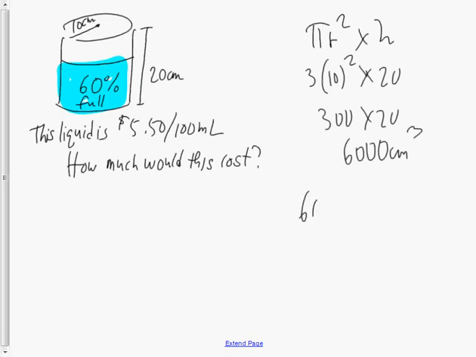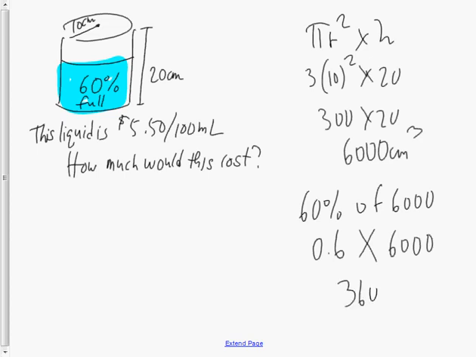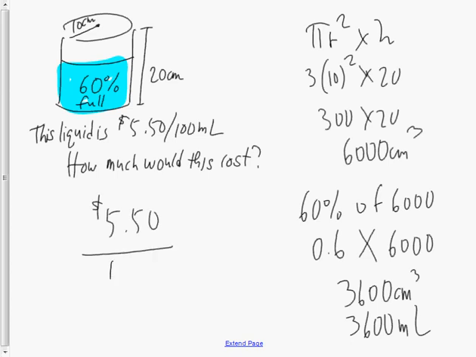Since it is 60% full, 60% is 6/10, so I multiply by 6,000. I would get 3,600 centimeters cubed, or if we're talking about liquid, 3,600 milliliters of liquid. So what I wanted you to do, and it didn't say explicitly to do it this way, but what I was hoping you would do, is set it up as a proportion. So $5.50 for 100 milliliters is equal to, I don't know how much, for 3,600 milliliters.